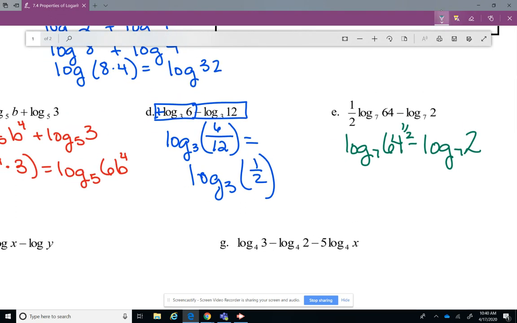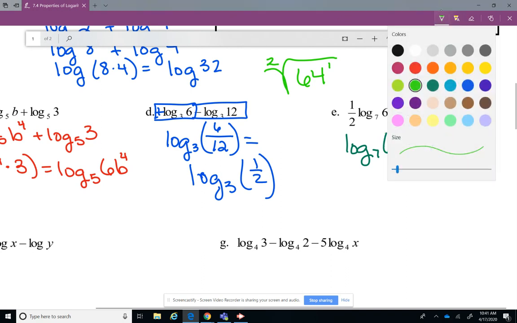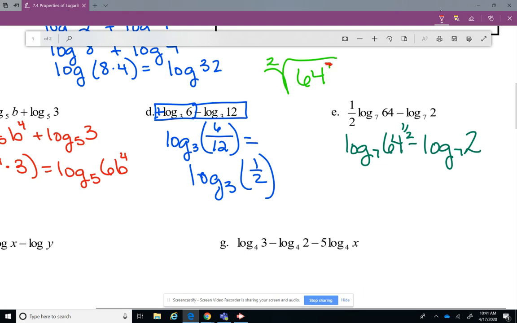Now, I want to refresh your memory on the 64 to the 1/2. Remember, that's going to end up being a radical. You take the 64 to the 1 and you put it under the radical. The 2 becomes the root. All right, so now I'm going to erase all this scribble scrabble so I don't confuse you. Change this to red. Now, you don't really need a 1 there, and you don't really need a 2 there. What is the square root of 64? It's 8, right? Okay, so we're going to change that 64 to the 1/2 to 8. So log base 7 of 8 minus log base 7 of 2.